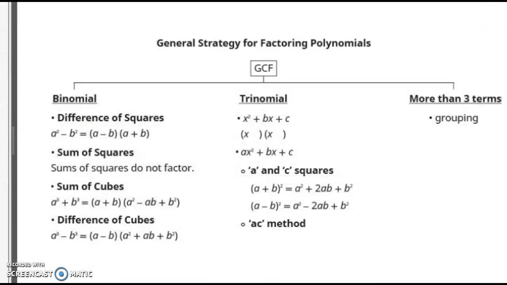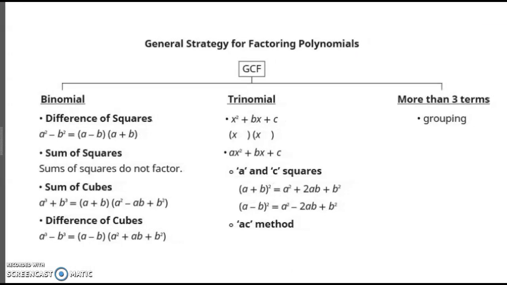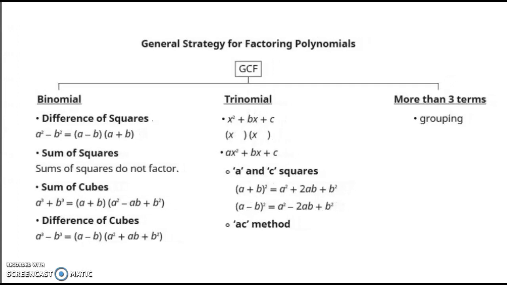All right, so I hope you enjoyed this video. Let me just end by giving you an overview of the methods, because many times you'll have more than one method that you need to employ to factor polynomials, which is the reverse of multiplication. So this is really your general strategy that you should follow.